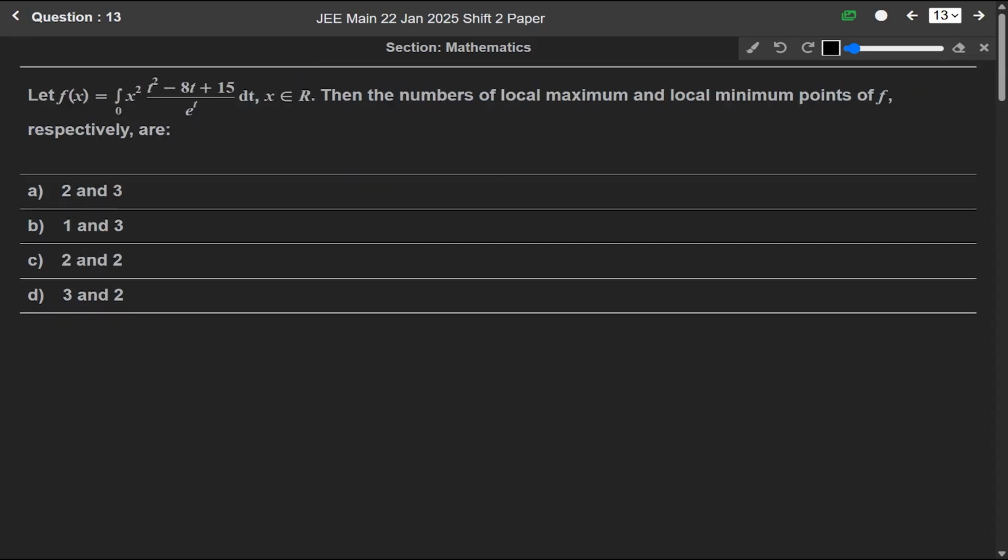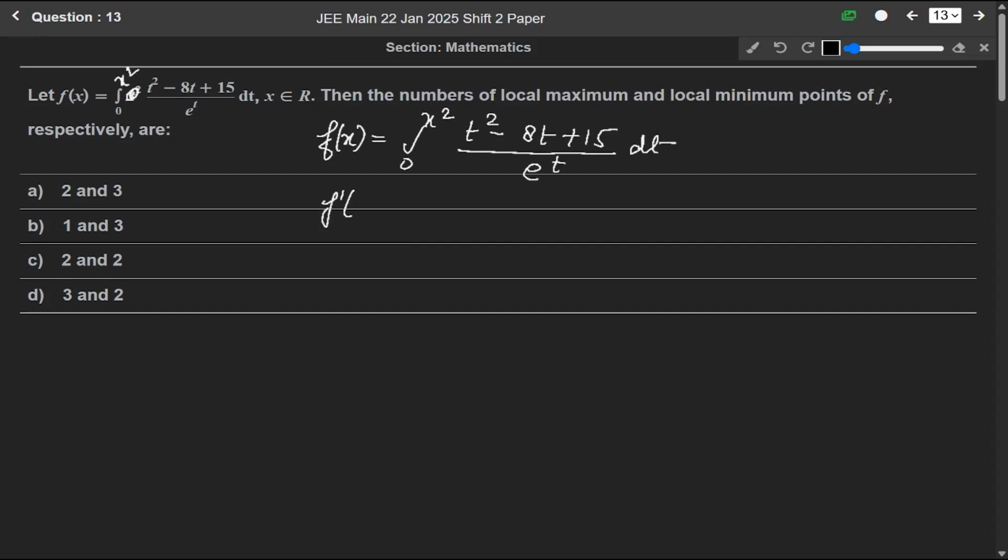Okay. Now the next question. Let f(x) equal the integral from 0 to x square of (t square minus 8t plus 15) over e to the t dt, where x belongs to R. Then the number of local maximum and local minimum points of f respectively. Okay. So we are given f(x) equals the integral from 0 to x square of (t square minus 8t plus 15) over e to the t dt. Okay.